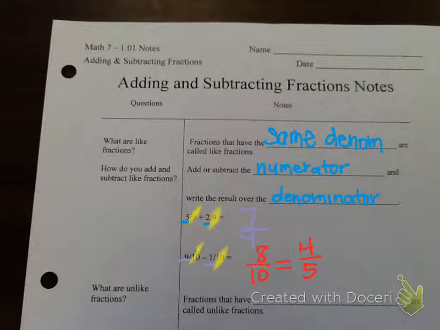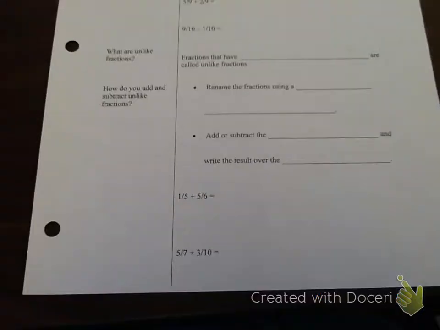They are fractions that have different denominators. They are called unlike fractions. Alright, moving on.